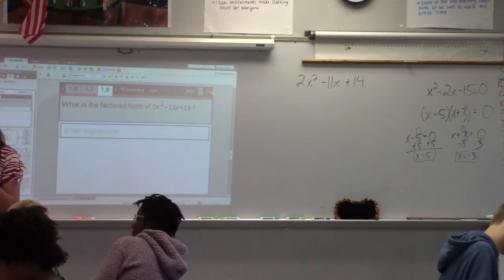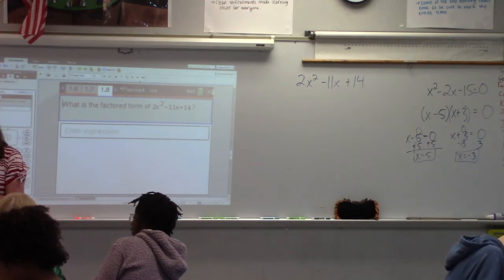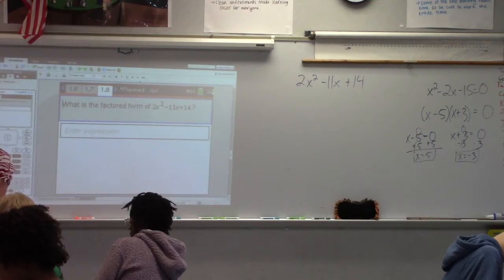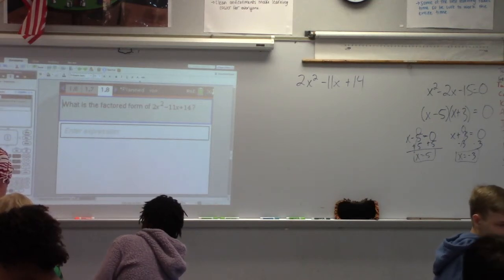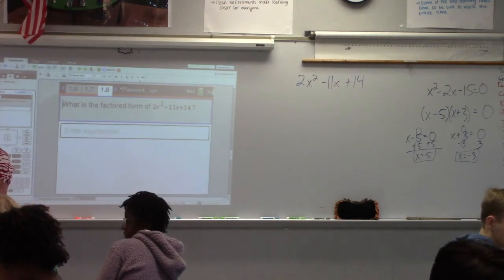AJ, you're really close on a lot of this, but you forgot that it's 2x squared. It looks like you're actually trying to use a method that can work, but it's a little bit different. Okay. I got you. So did you take this 2 and literally multiply by 14?